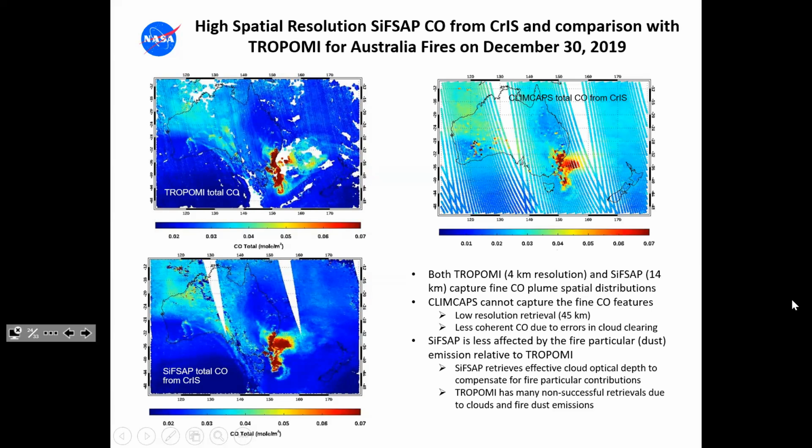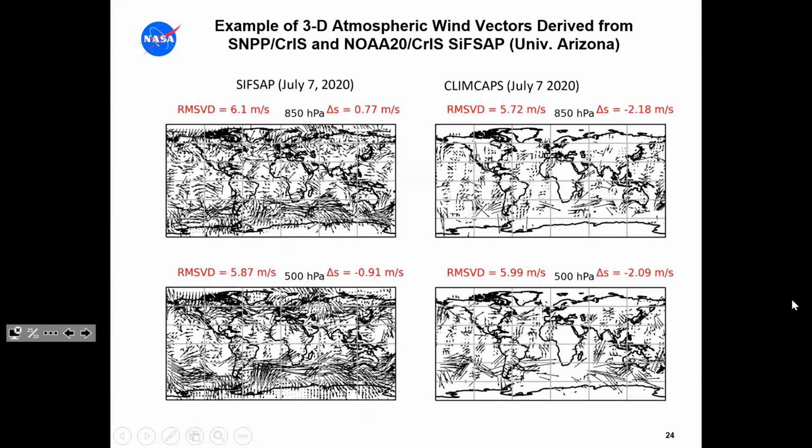So the solar instrument is more sensitive to the cloud and the plume from the fire. So you can see there are a lot of gaps here because the cloud interferes with the retrieval. But the two agree with each other pretty well. You can see those fine features. At the beginning, we thought it was just an artifact of the retrieval, but it turned out they are really true features of the CO plumes over the ocean around Australia.